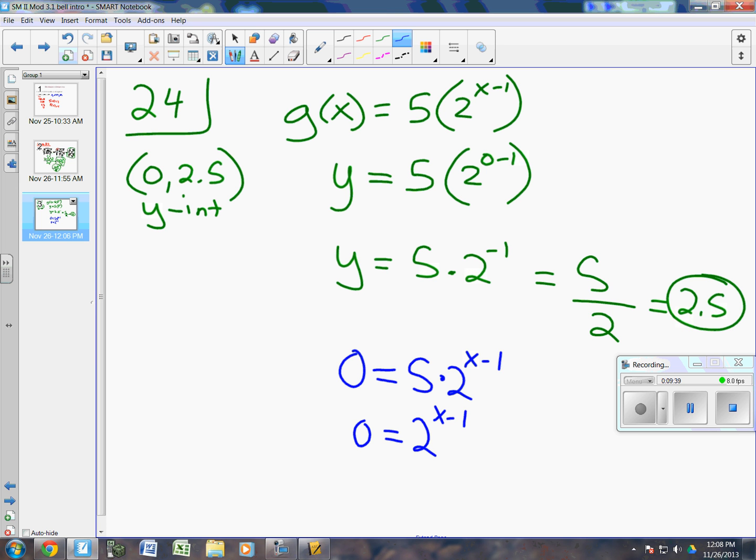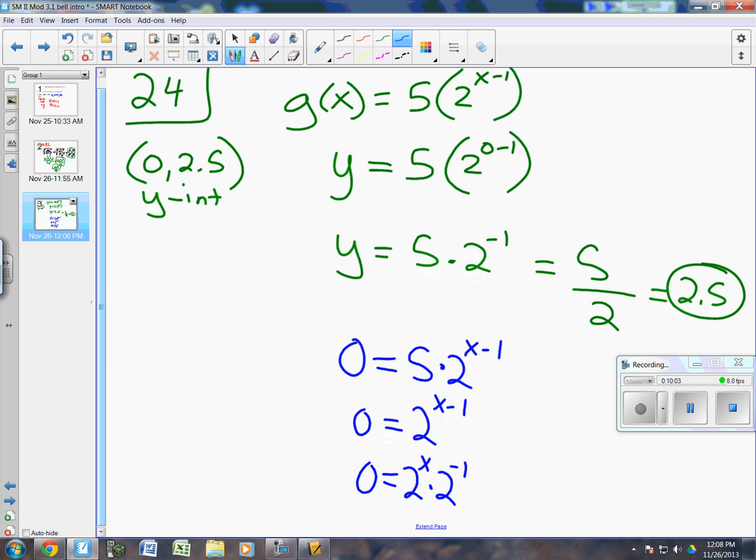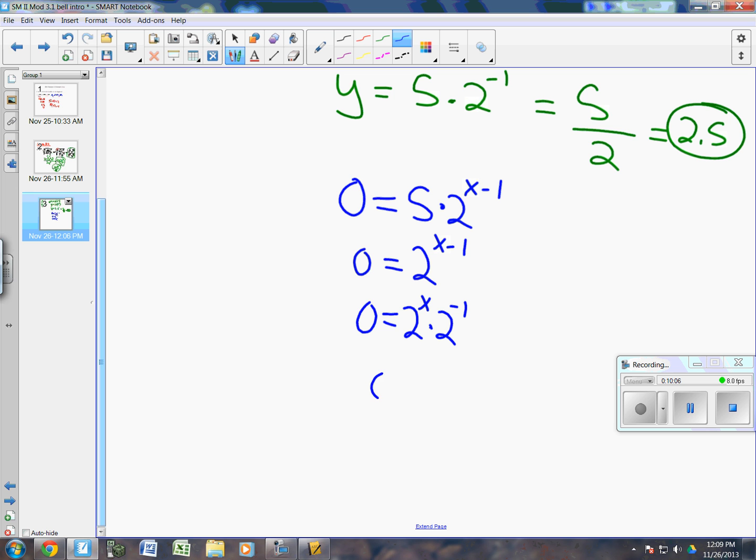Okay. Could I use my rules of exponents to write that as 2 to some power times 2 to some power? Yeah, 2 to the x times 2 to the what? Negative 1, remember? That rule of exponents? And what's 2 to the negative 1 power? What do I do with that? Yeah, so 2 to the x power over 2 to the positive 1 power.